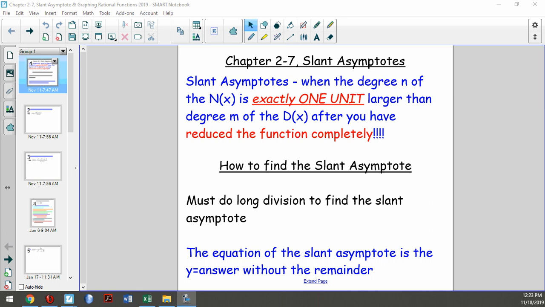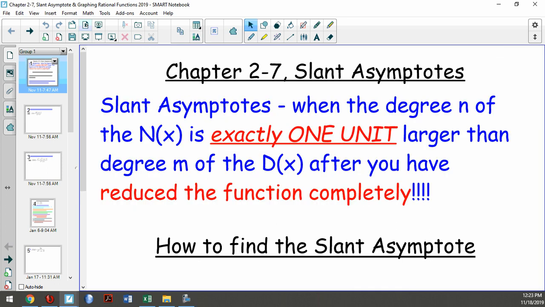Okay, so now here we go. We're going to start section 2-7. 2-7 is a continuation of 2-6, except it's going to be with slant asymptotes, okay? Now, the first thing you need to understand is the slant asymptote is exactly what it says. Slant means mx plus b, correct? So if you have a line, it's mx plus b.